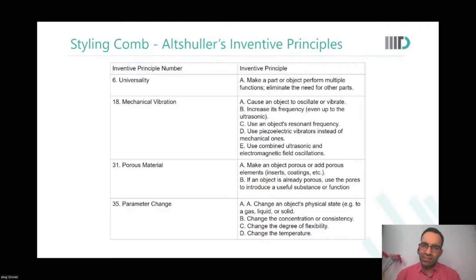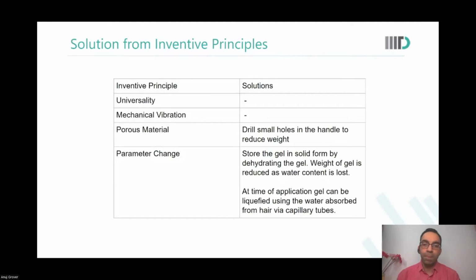We applied all these different principles one by one. Finally, we said, if I could change the state of my object, of my gel, I could do something. So first we looked at porous materials. I had to reduce the weight, so we would drill small holes into the handle so that the weight reduces. To apply the parameter change idea, what we said was, store the gel by dehydrating it.